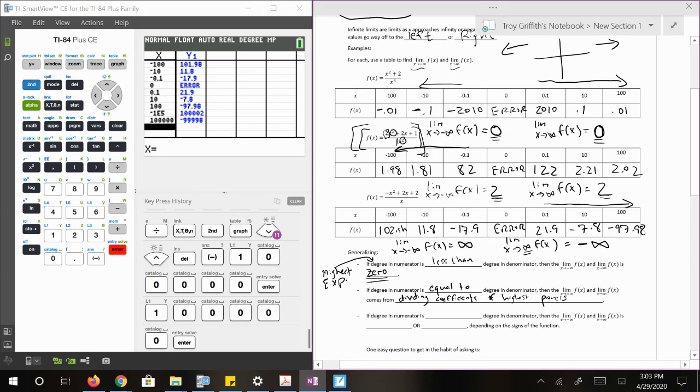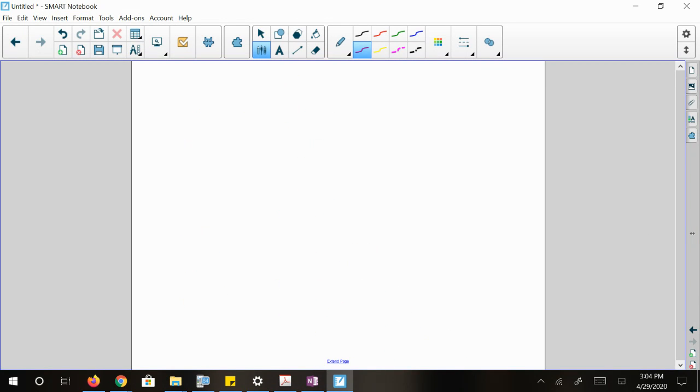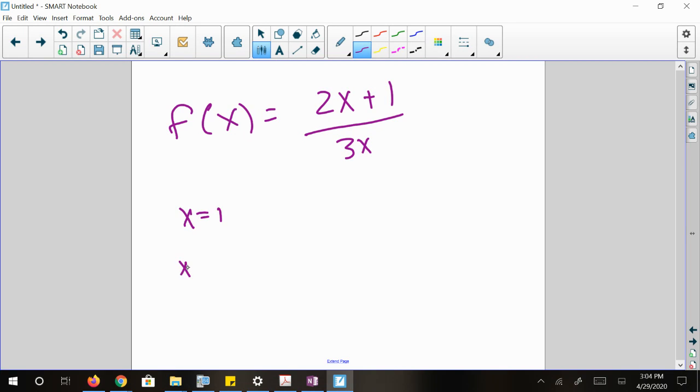Let's come up with a very basic example of this. Let's say we had y equals 2x plus 1 divided by 3x. Okay, and I wanted to know the limit. I'm going to try to plug in larger and larger values of x right here. Okay, all right, if I plug in 1, 2 plus 1 is 3, 3 times 1 is 3, so I would get 1. If I plug in 10, I would get 21 divided by 30. So that's about 0.7.